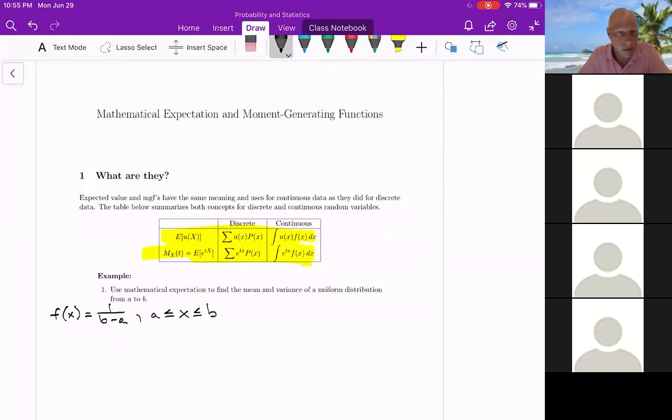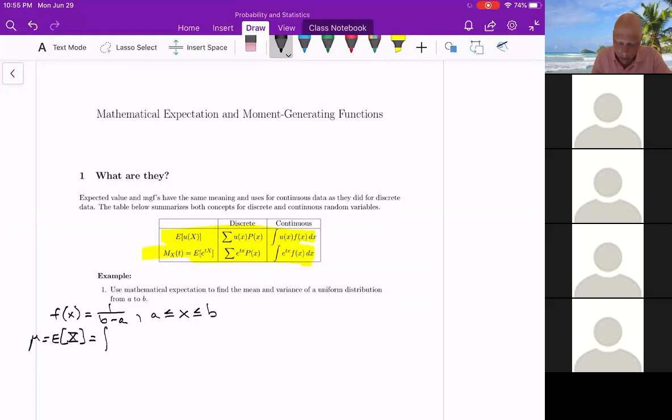All right, so that's just given. It's not something I derived or created. We know it's a uniform distribution from a to b, and that's how I know this is the PDF, the f of x function, for it. The mathematical expectation. So here we want the expected value of x. Remember, this is the mean.